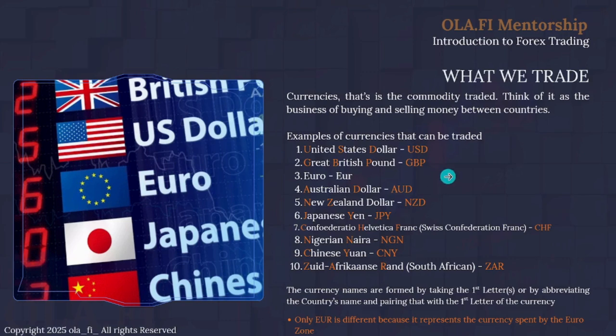So this class is going to be on what we trade. What we trade in Forex. Currencies, that is what we trade. Currencies is the commodity we trade. Think of it as the business of buying and selling money between countries.